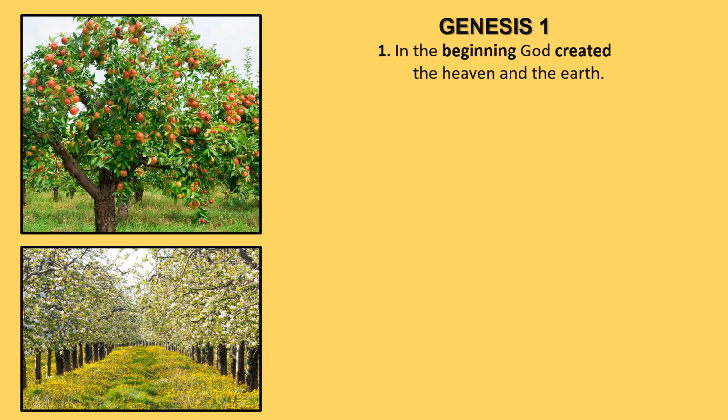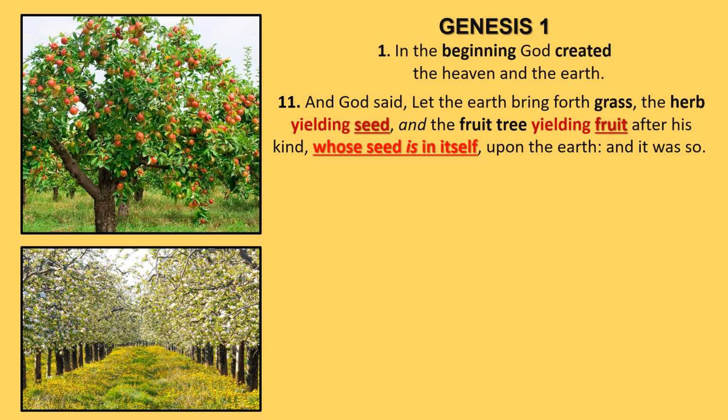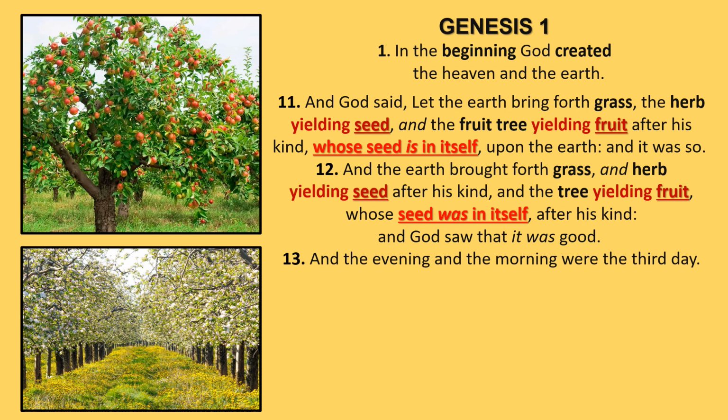In Genesis 1, it says, in the beginning, God created the heaven and the earth. That's the first verse in the Bible. And then it says at verse 11, and God said, let the earth bring forth grass, the herb yielding seed, and the fruit tree yielding fruit after his kind, whose seed is in itself upon the earth, and it was so. Verse 12, and the earth brought forth grass and herb yielding seed after its kind, and the tree yielding fruit, whose seed was in itself after his kind. And God saw that it was good, and the evening and the morning were the third day.